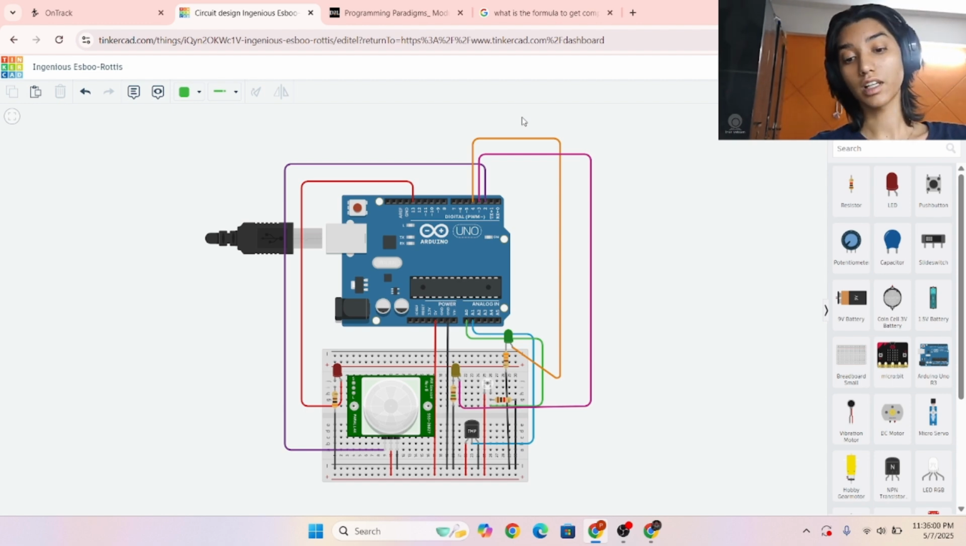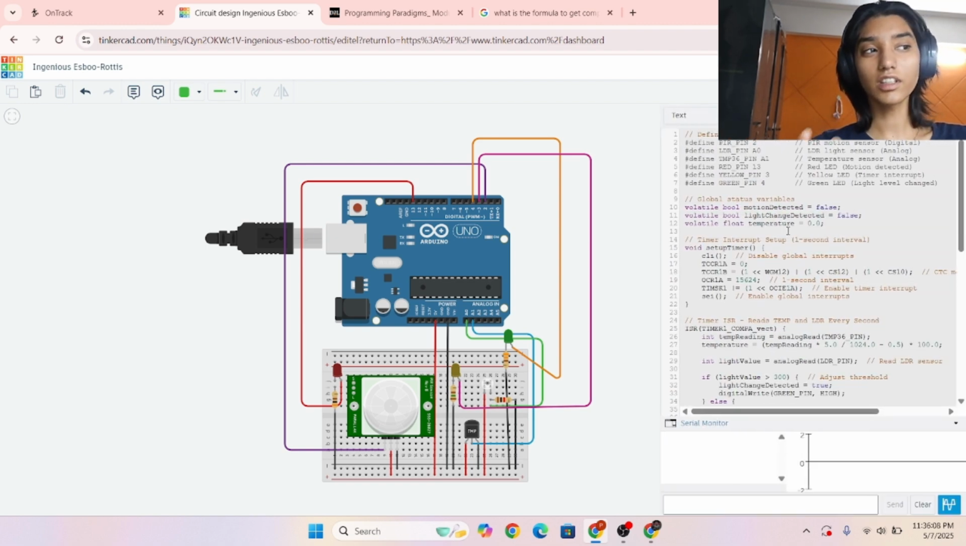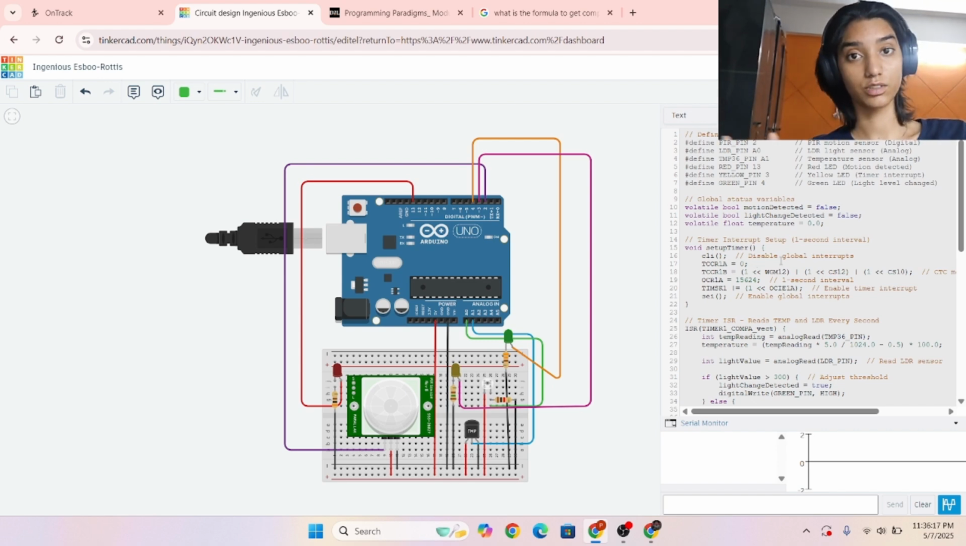So these timer interrupts, and this pin change interrupt, are hardware interrupts that actually help you: if there is a change, then we do something. You don't keep on checking whether there is an actual change.